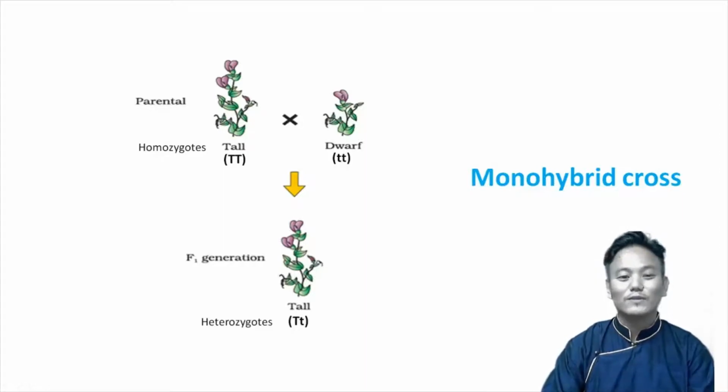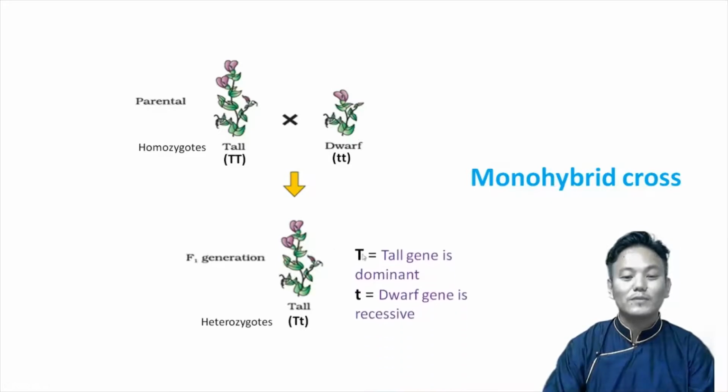So that's the reason over here. This particular factor is trying to dominate this particular factor. The capital T is trying to dominate the small t, and it dominates actually. So this is the law of dominance. The capital T, the tall gene, is dominant. The small t, which is the dwarf gene, is recessive.